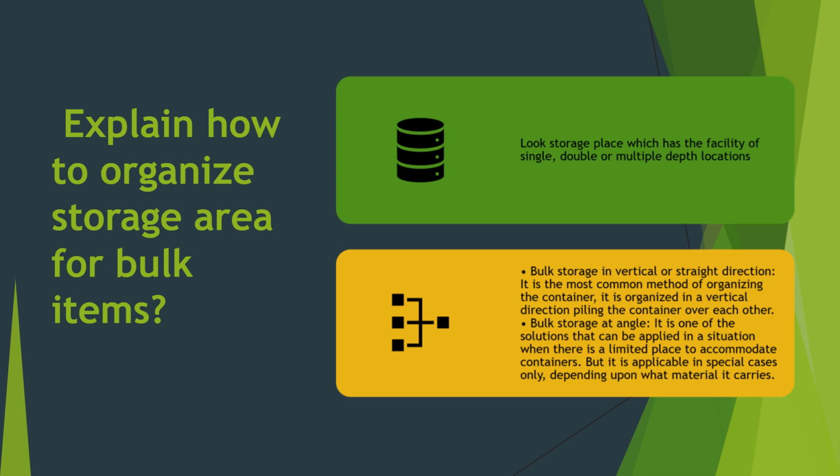Explain how to organize storage area for bulk items. Look for a storage place which has the facility of single, double or multiple depth locations. Bulk storage in vertical or straight direction is the most common method of organizing the containers. It is organized in a vertical direction, piling the containers over each other. Bulk storage at an angle is one of the solutions that can be applied when there is limited place to accommodate containers. But it is applicable in special cases only, depending upon what material it carries.